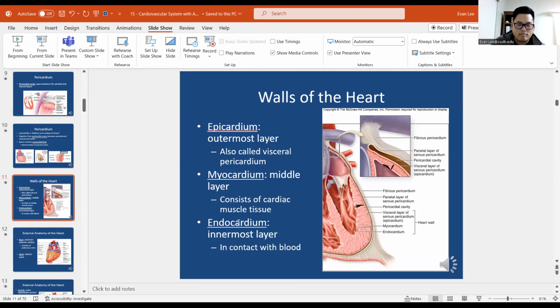Now, just to cover the rest of the layers again as well, if you look closely, the visceral pericardium is actually the same thing as the epicardium. Then this thick layer that you can see here is the muscular tissue, the myocardium, and then not very visible, on the very inside, that's where you'll find the endocardium. So the deepest part of the tissue, the endocardium, lines the internal cavities of the heart.